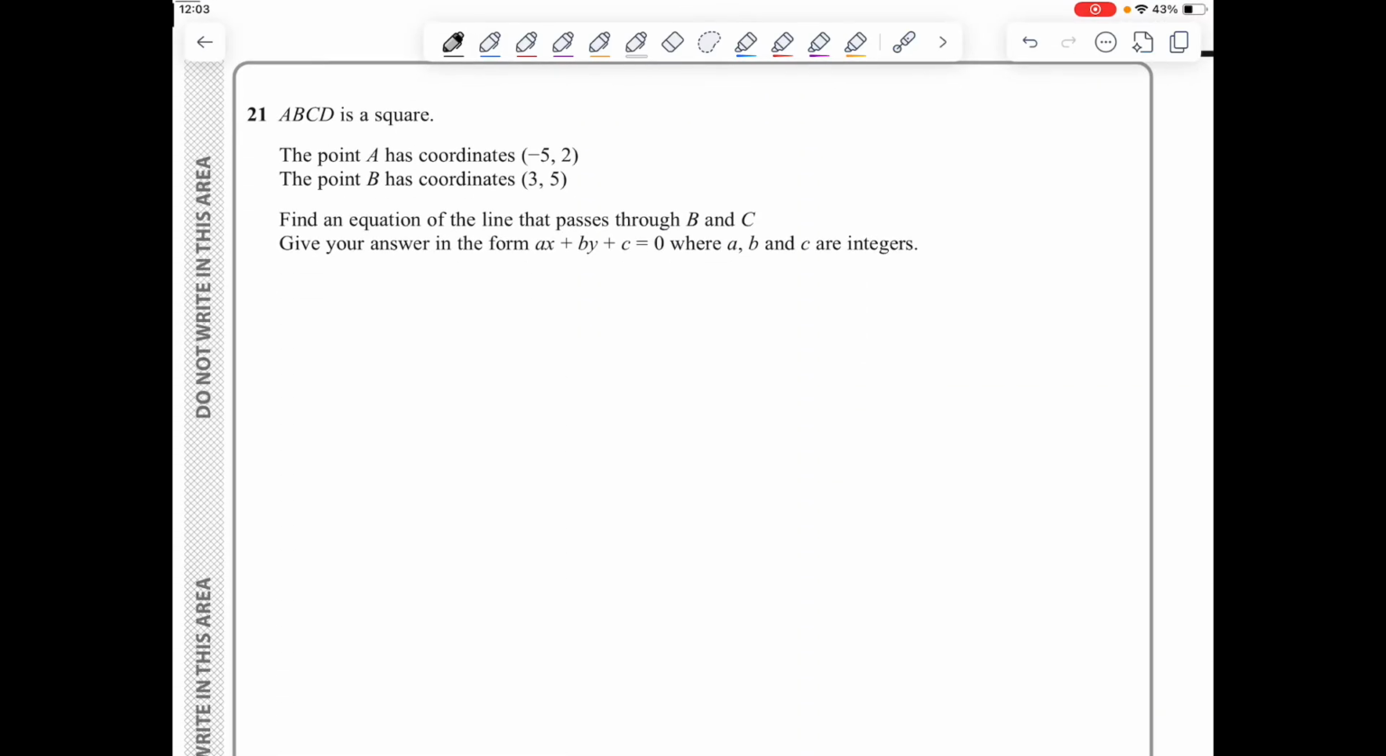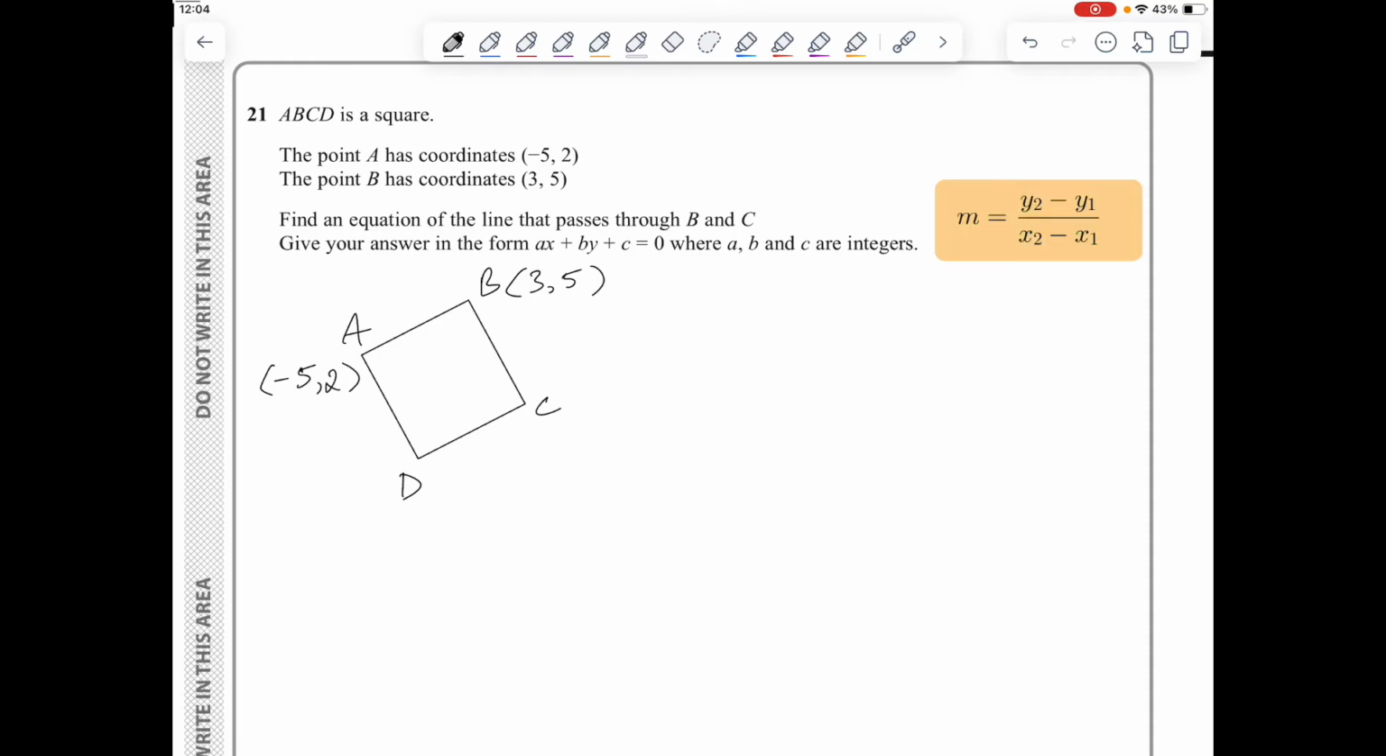For question 21, I'll start with a rough sketch. I made sure that B is to the right of A and B is above A based on the coordinates of these 2 points. I'll start by finding the gradient of AB using the following formula. Then, because the sides of a square are perpendicular, I'll find the gradient of BC using the following rule. And then using this reversed gradient and the point 3, 5, I'll find the equation of BC.